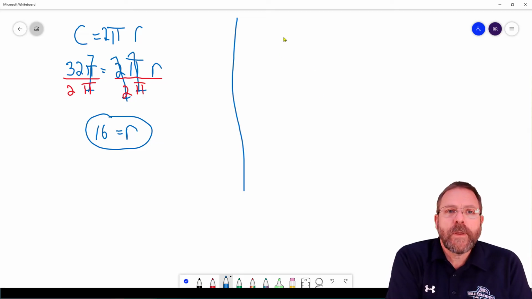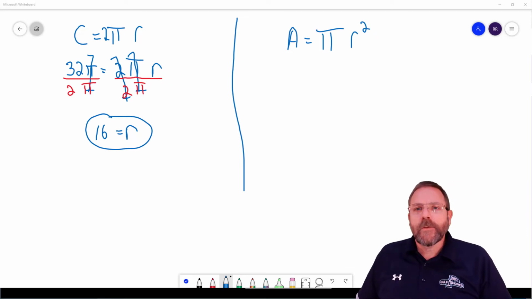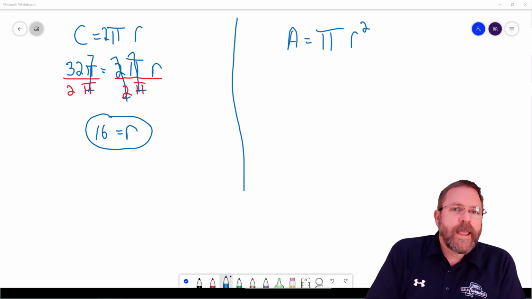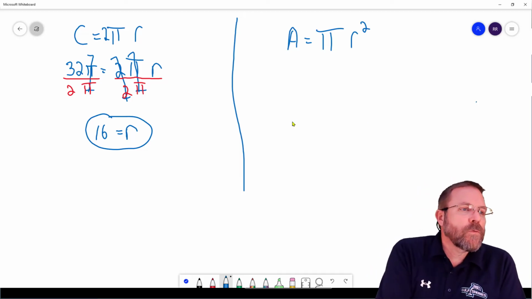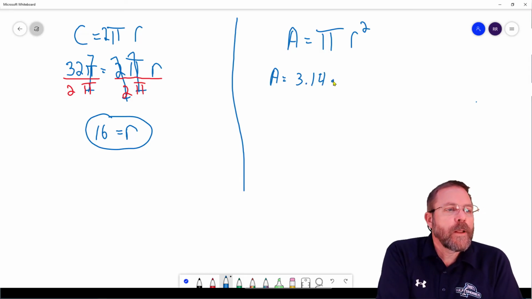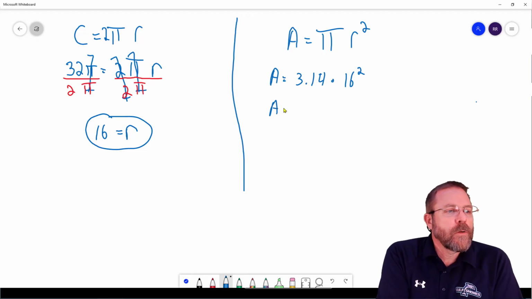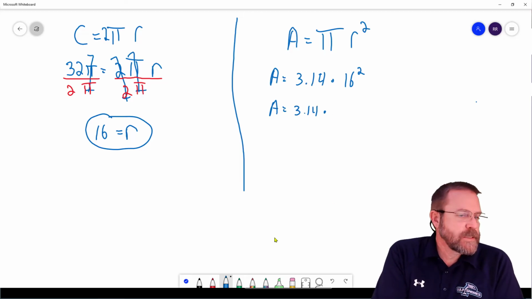it is an important sub-answer. And I'm ready to take on my formula for area of a circle. This is area is equal to pi times radius squared. At this point, we're going to plug in what we know, and we do have to go ahead and use our 3.14 for pi now. So area is equal to 3.14 times my radius, which was 16, and we're squaring it.